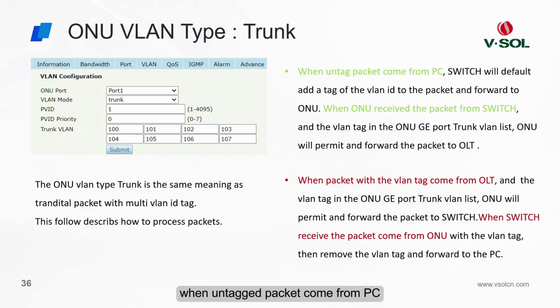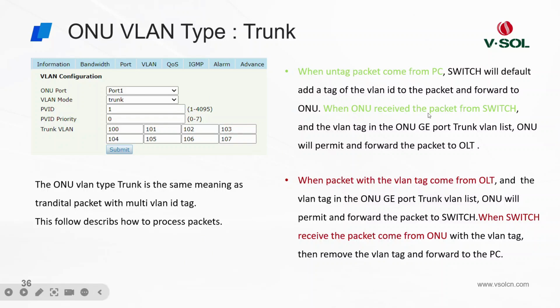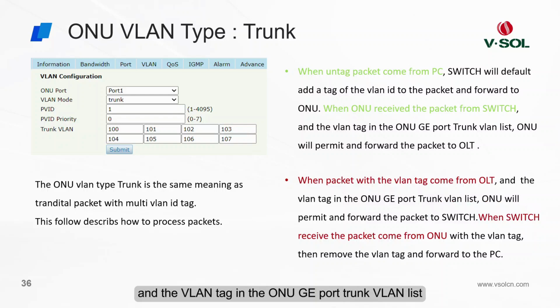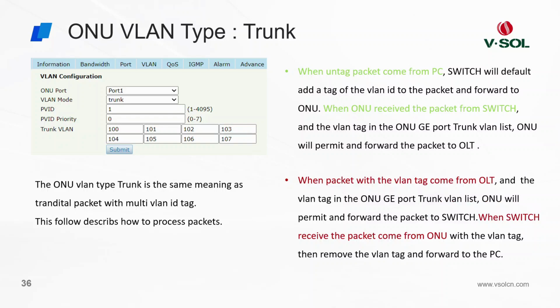When an untagged packet comes from the PC, the switch will by default add a tag of the VLAN ID to the packet and forward it to the ONU. When the ONU receives the packet from the switch, and the VLAN tag is in the ONU GE port trunk VLAN list, the ONU will permit and forward the packet to the OLT.